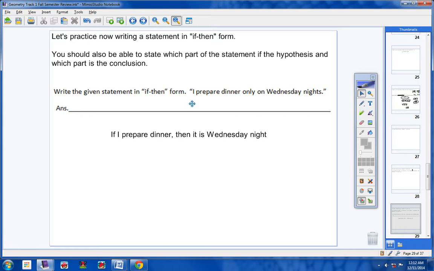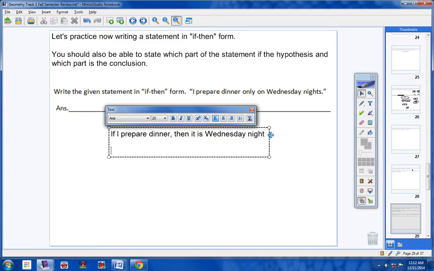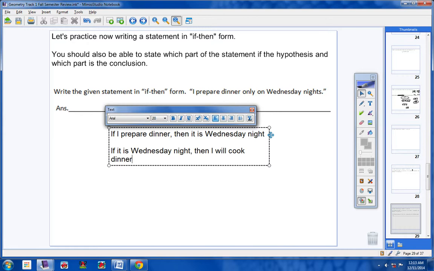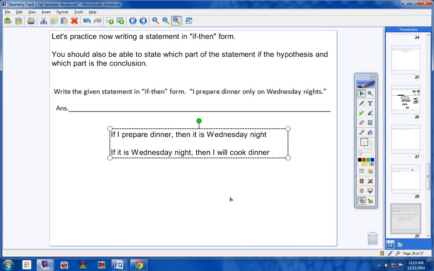If I prepare dinner, then it's Wednesday night. Now let's write it another way, okay? I could also say, if it is Wednesday night, then I will cook dinner. There we go. Now, let's ask ourselves which one of these two statements is really being said in this statement up here, okay?